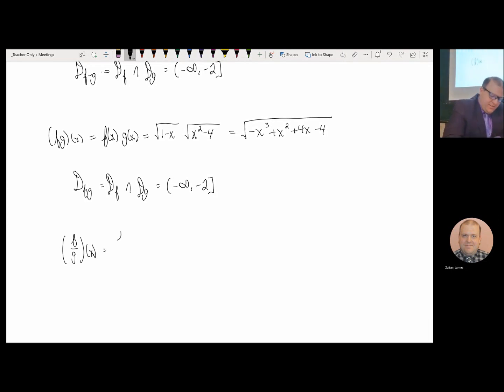F over G. F of x over G of x. Again, that can be simplified. Because again, square root does distribute across division. Right, so root A over root B is the same thing as root of A over B.